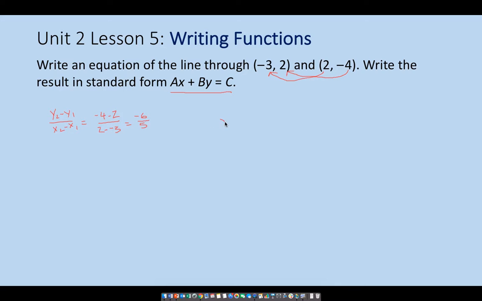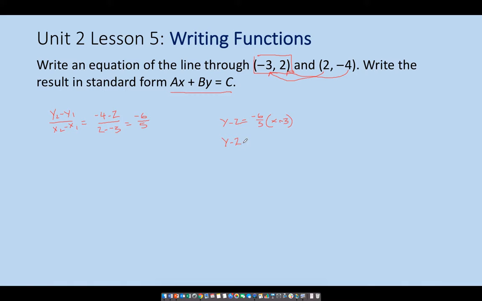So I could just say something like y minus, and I could use either one of these. I'll use the first one here, but I could pick either one. Y minus 2 equals my slope, -6/5 times x plus 3, which is definitely not standard form. I gotta kind of put the x and the y on both sides if I want to do that.